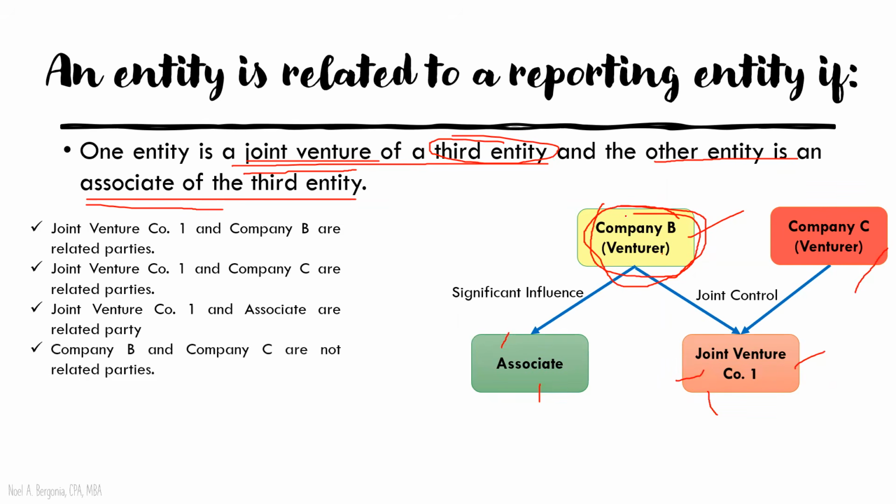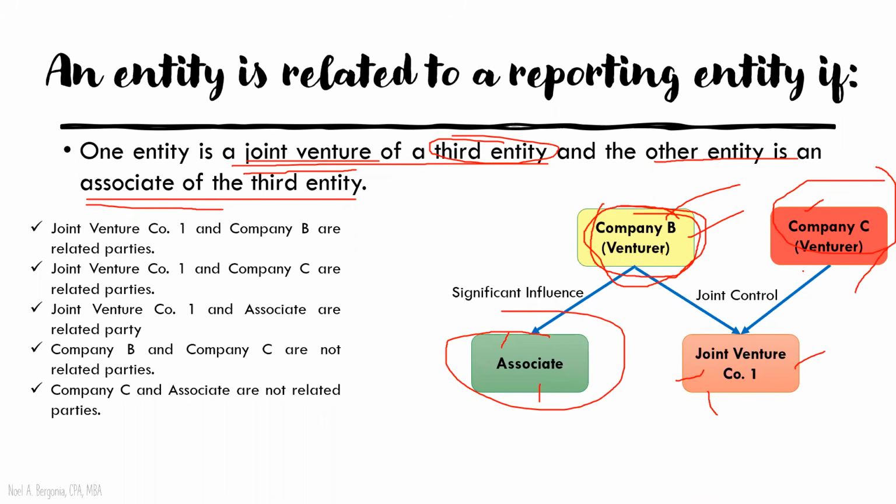And then lastly here, company B, again, and company C are not allowed to be related parties because they are part of the exclusions, okay, as venturers. And of course, company C and the associate are not related parties kasi masyado na talaga malayo yung kanilang relationship. Okay? So are we clear on that, guys? Any questions or clarifications? Please let me know lang po. Okay? Sige.